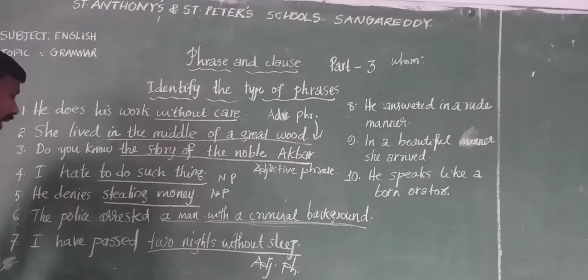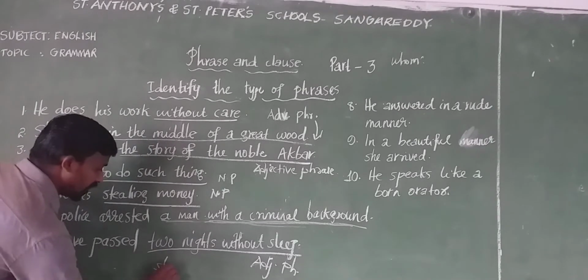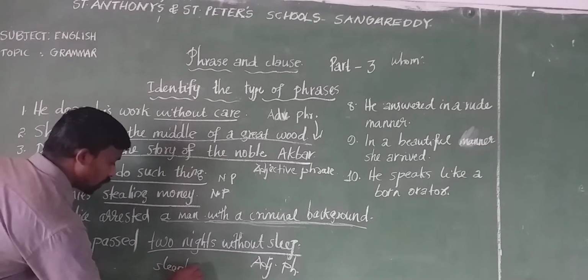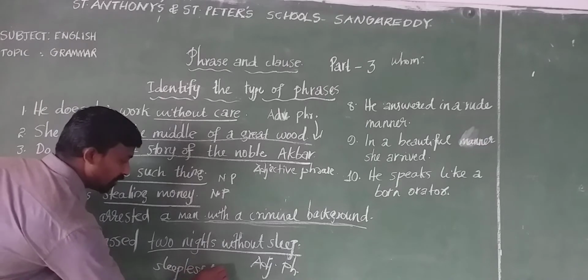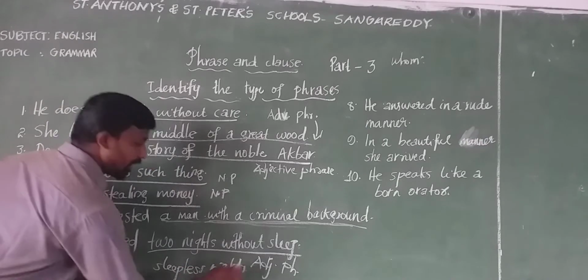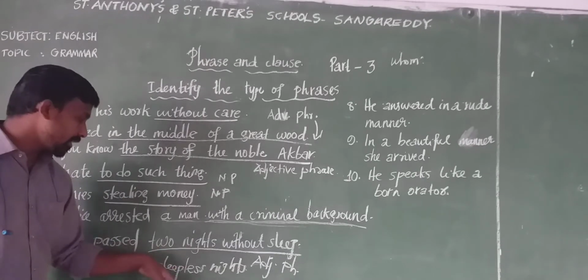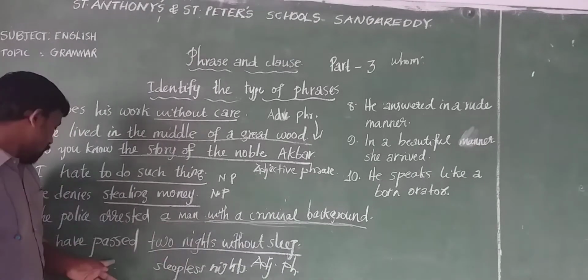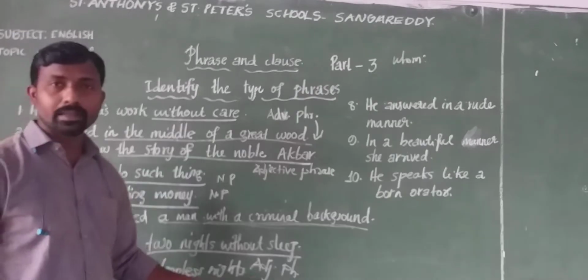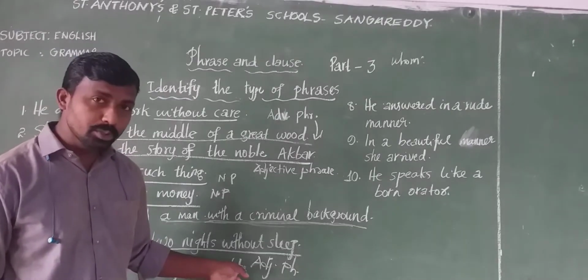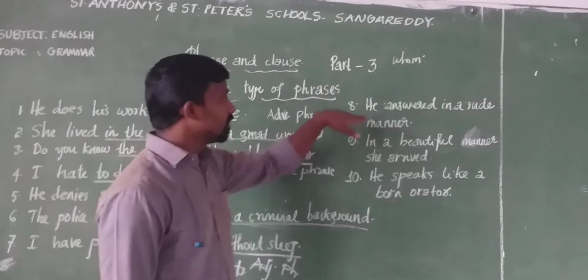How? Let me tell you. If I say, I have passed sleepless nights, if I say only like this, what happened? Nights is a noun, sleepless is an adjective. So instead of saying it like this, I have used it this way: I have passed 2 nights without sleep. Adjective phrase. See the beauty of interchanging the sentences.